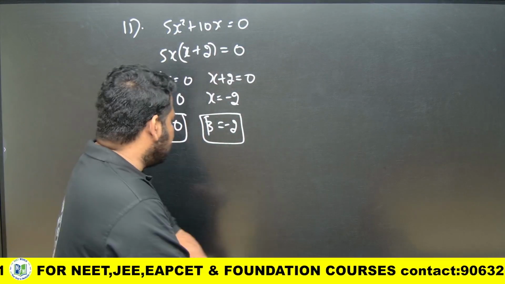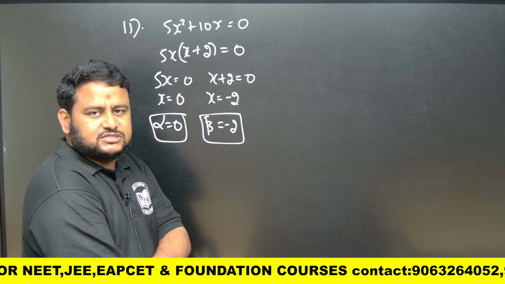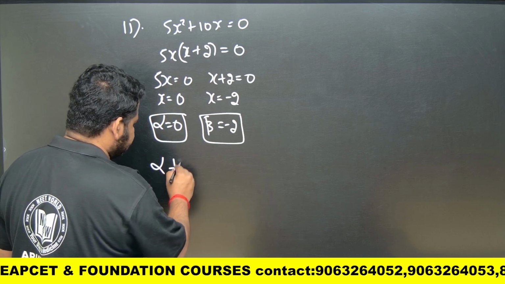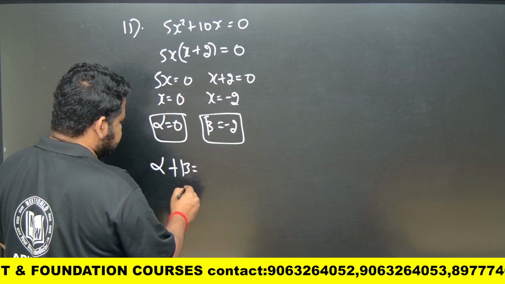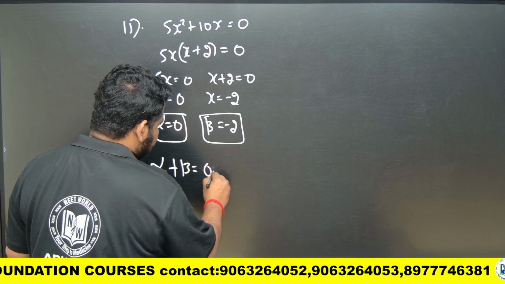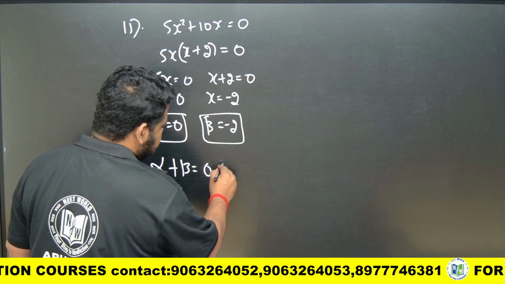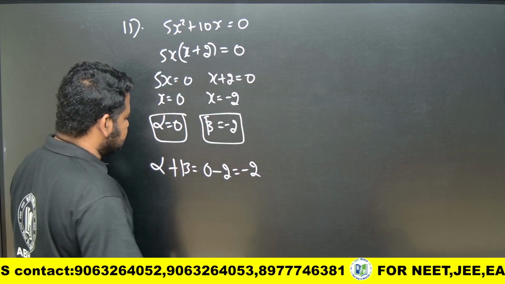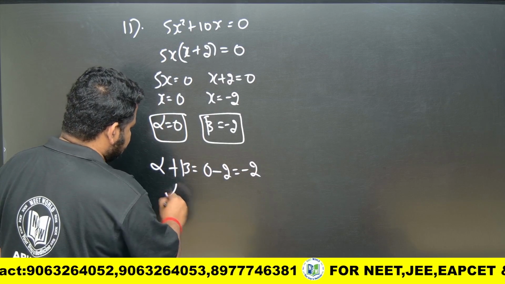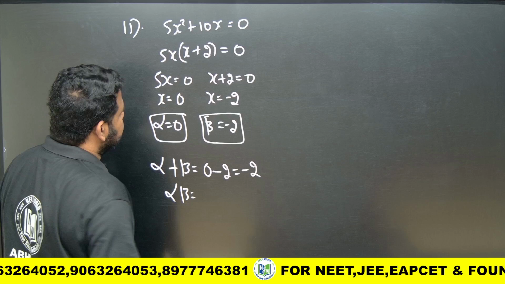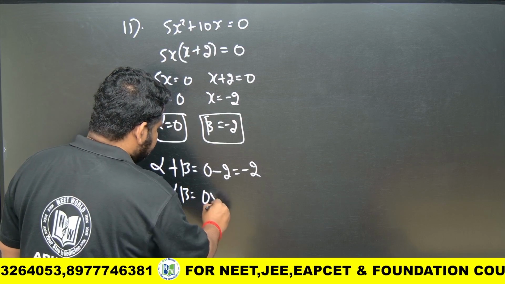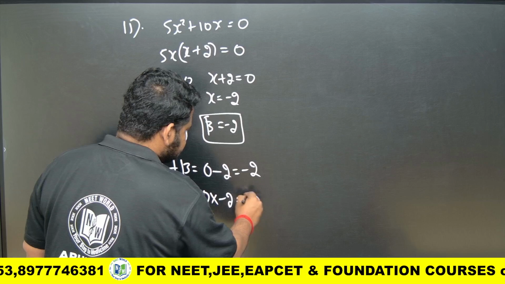Clear, friends? Now what I have to do is the sum of the zeros and the product of the zeros, by the direct method. That is the relation between zeros and coefficients. Sum of the zeros, alpha plus beta, is 0 minus 2, which is minus 2. Got it? Minus 2 I will get. And what about the product of the zeros? Alpha into beta is nothing but 0 into minus 2. So 0 into anything is 0 itself. This is what I got.